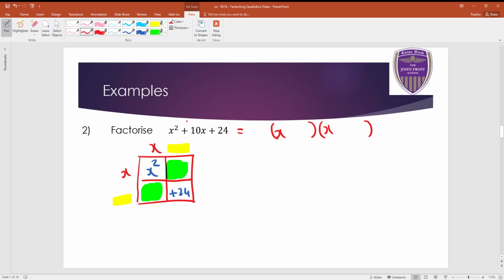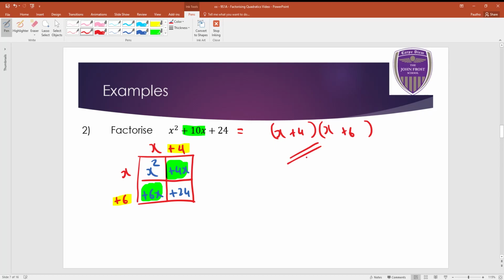So I did try 8 times 3, but that wouldn't work. I think what I'm looking for here is x plus 4 and x plus 6. 6 times 4 is 24. And then this would be positive 6x. That's positive 4x. And 6x add 4x is definitely 10x. So I've done it. x plus 4 times x plus 6.